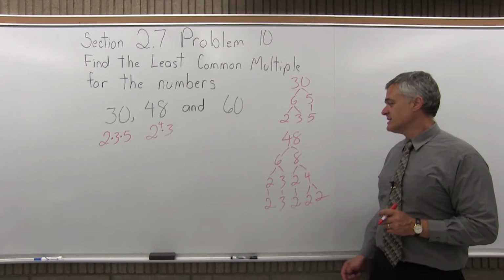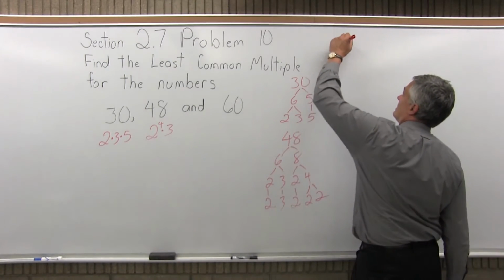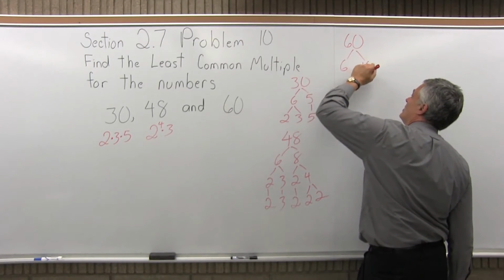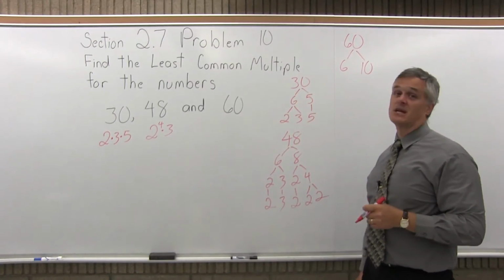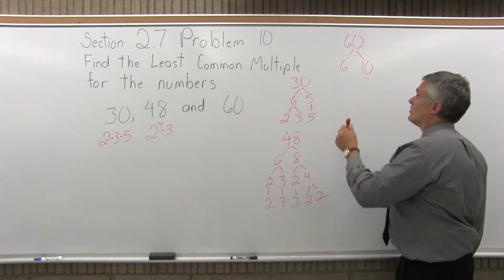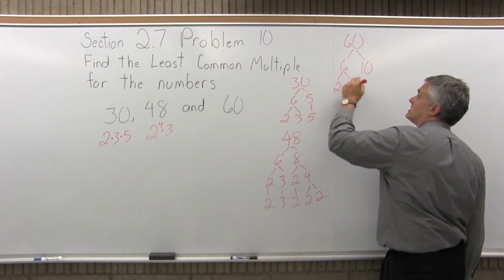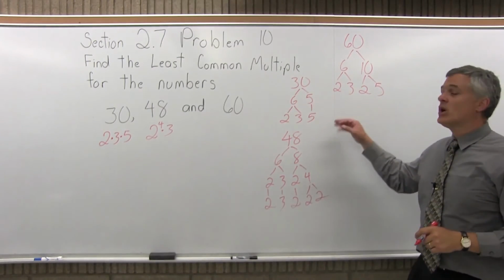And then finally the 60, I don't really have room to keep going any lower, so I'll just write out the 60 up on top here. You can start it many ways. The first thing, again, that comes into my mind is 6 times 10. It's a good starting point. They can both be broken down again. The 6 can split into 2 times 3. The 10 can split into 2 times 5. And at that point, all the numbers are prime.